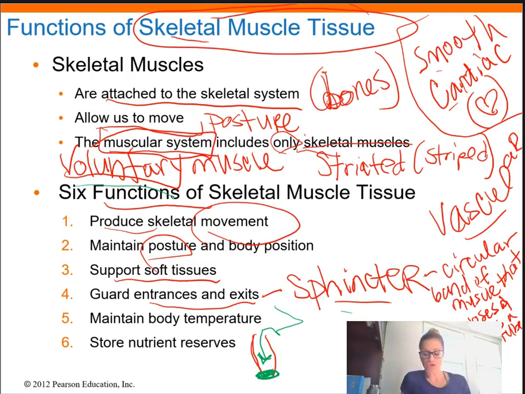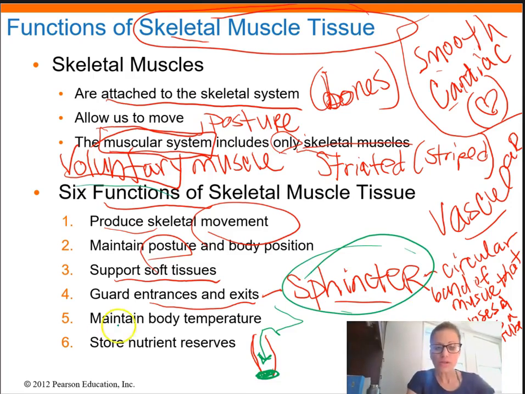We also have the external urethral sphincter that guards the urethra. The urethra is the tube that leads out of your bladder. So there's a small tube that leads out of the bladder. It's got this little circular sphincter, little circular band of muscle. When it contracts, you don't release pee. When it relaxes, you do release pee. So skeletal muscle allows for movement of the body, allows us to maintain posture and body position, supports other soft tissues, like in the abdomen, for example, guards some of the entrances and exits to the body by forming sphincters, little circular bands of muscle.